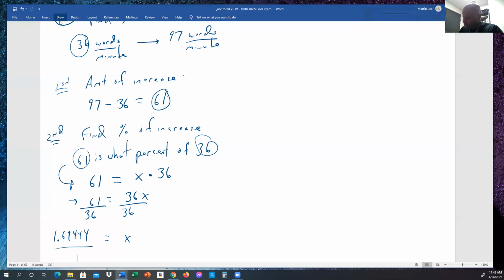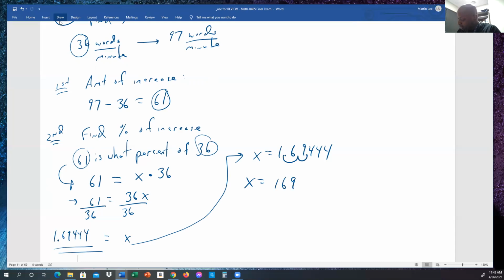But this is a decimal. We need to change this to a percent. So we have x equals 1.69444 as a decimal. As a percent, we want to move our decimal 2 places to the right. 1, 2. That gives us 169.444.